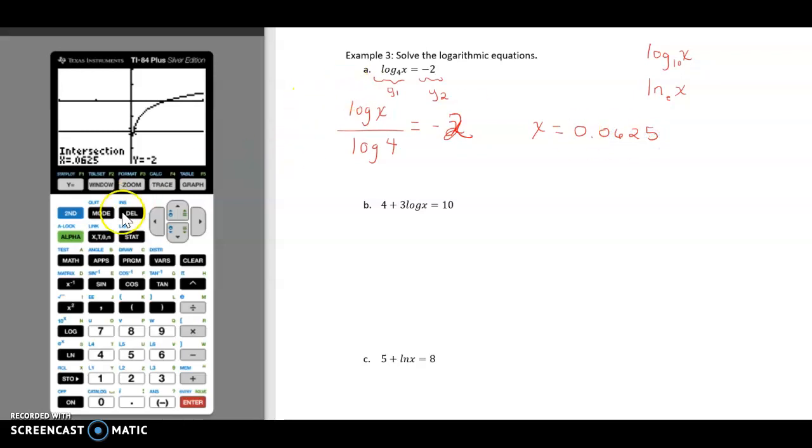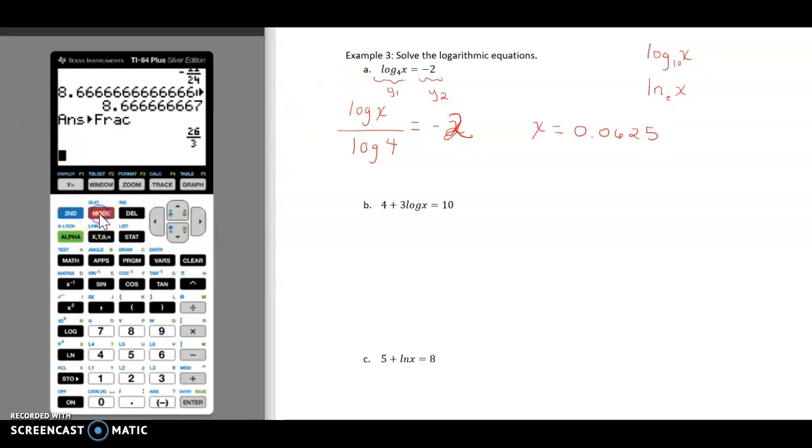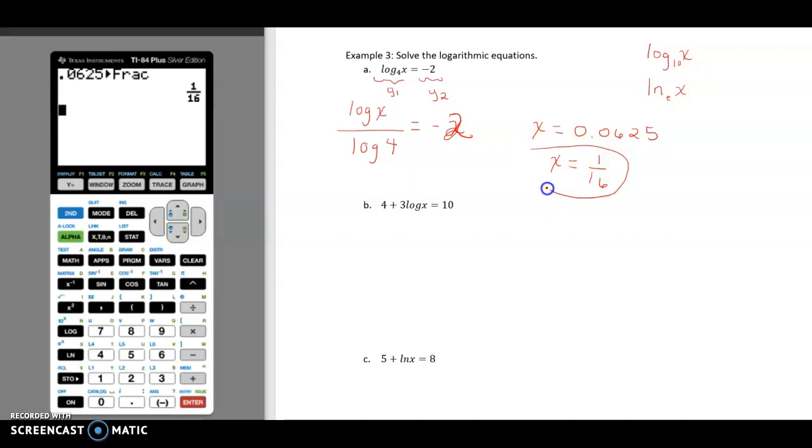Okay, so if MyMathLab wants a fraction, you just have to type in that decimal and then press Math and go to option 1, convert it to a fraction. And so the answer here is 1/16. Okay.